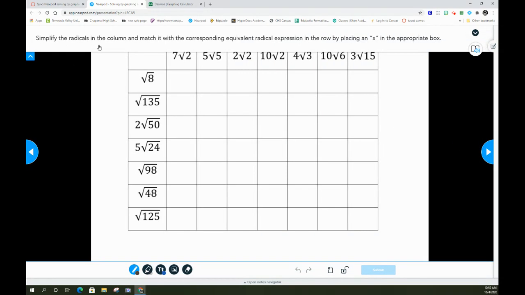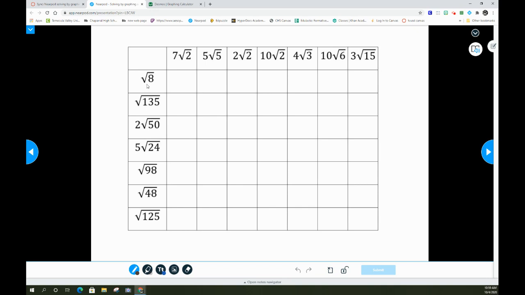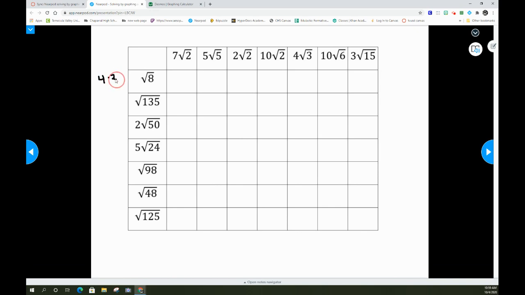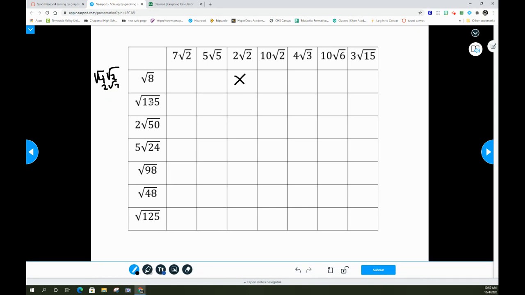Here we want to simplify the radicals in the column and match each with its corresponding equivalent by placing an X in there. So we want to simplify all of these. When I simplify rad 8, that's 4 times 2. If I put both of those in a square root, the square root of 4 is 2, so I'm looking for 2 rad 2, and that matches up with that one. We go through all these terms and try to find the largest perfect square that goes into each.